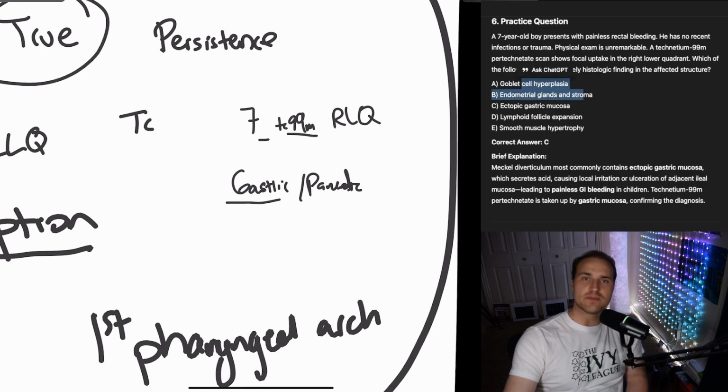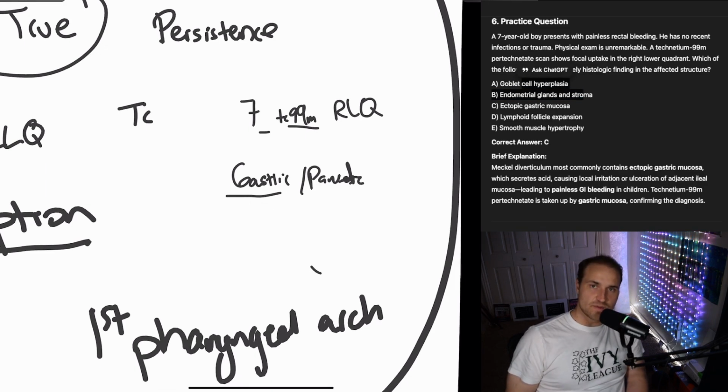Goblet cell hyperplasia. So goblet cells would be undergoing hyperplasia in chronic inflammatory bowel disease like ulcerative colitis. Endometrial glands and stroma, that'd be rare there. It's more common with endometriosis. Lymphoid follicle expansion is seen in Peyer's patches. Smooth muscle hypertrophy is seen in chronic obstruction or achalasia.